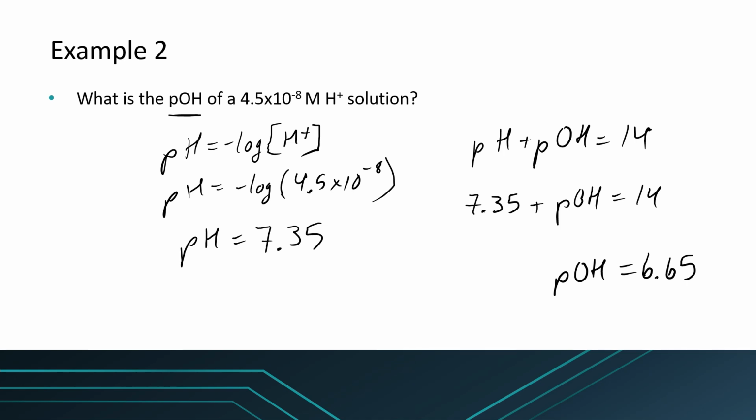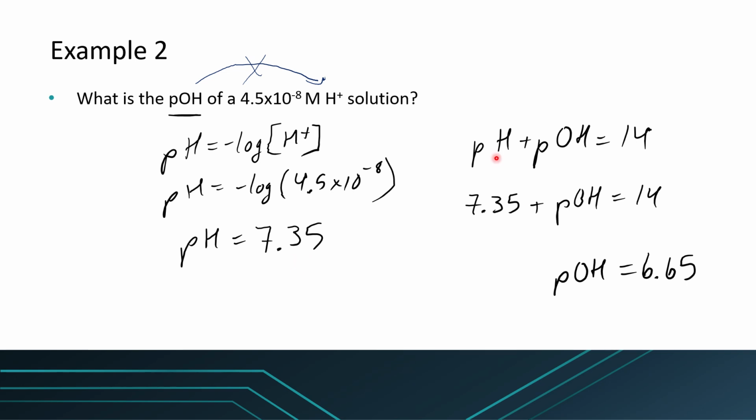So here's another example. What is the pOH this time of a 4.5 times 10 to the negative 8th molar H plus solution? There's no way to go directly from pOH to H plus. Can't happen. We have to do 2 steps. I can use this first equation that pH is equal to the negative log of the H plus concentration. So I can plug in this concentration, take the negative log of that value, and I'll get the pH with my 2 decimal places. But it's not asking for pH, it's asking for pOH.